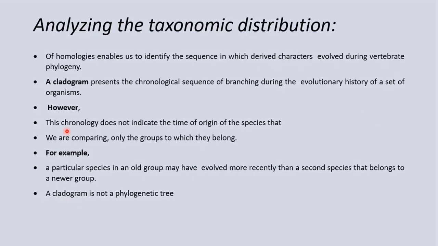So that's what they were trying to explain there. That you might find that there is a certain species which is not included in terms of a time frame. That's what they're saying: that this chronology on the cladogram is comparing the groups which they belong to, not the time that they might have evolved from. So a particular species in an old group may have evolved more recently than the species that belongs to a newer group.